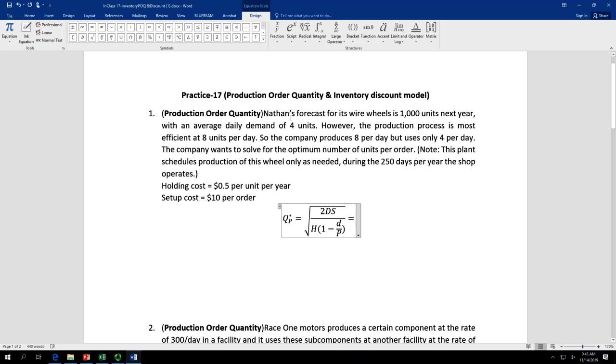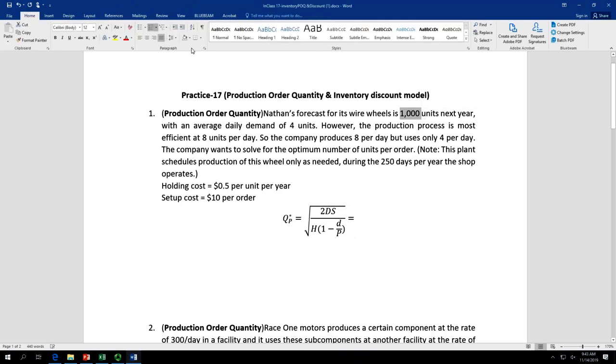Look at over here. Nathan's forecast for its wire wheels is 1,000 units per year. Here it means demand, yearly demand. And then the average daily rate, the demand rate, is 4 units, which is small d. However, the production process is most efficient at 8 units per day. So here 8 is P, production, so we can mark this as the small p level.